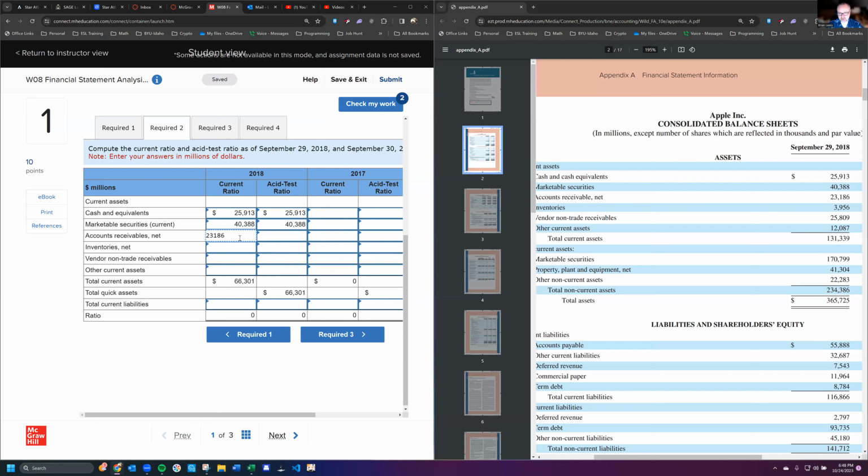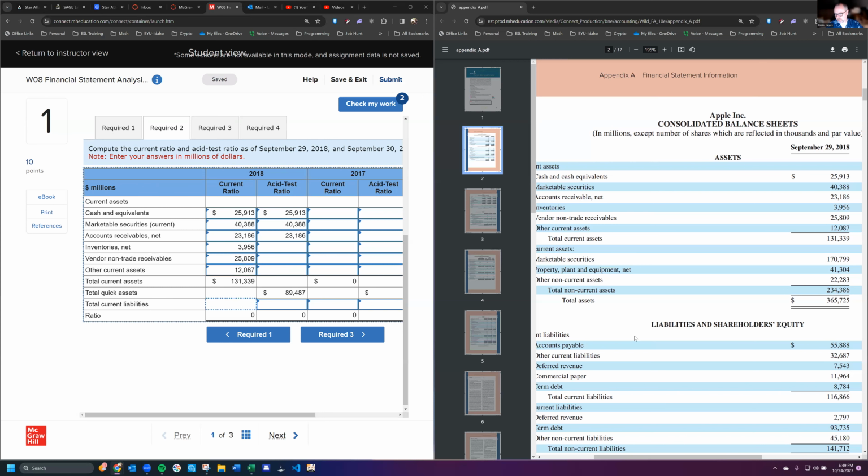All right, accounts receivable, 23,186. First is AR, that usually gets paid within 30 to 60 days, so that should be a quick asset. Okay, inventories are not, they move a little bit slowly, but they are still part of the asset base. So 3956. Current asset base, that'd be a 0 there, so we'll just leave that blank. Vendor non-trade receivables right there, 25,809. We're not going to do that one because we don't know. Other current assets is 12,087. Right? So we got total current assets.